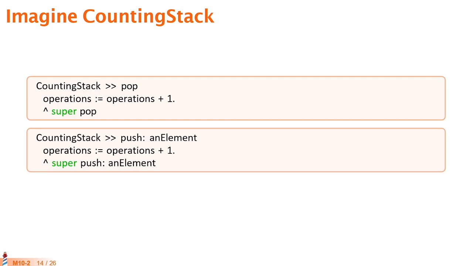Let's see another example. Let's imagine we have a counting stack. This stack will count every time that we do pop or push, to keep a count of the operations that we are doing, but eventually it will do exactly the same as a stack. In this case, we will have our stack and our counting stack. The counting stack could be a subclass of a stack. Basically, it's doing the same plus a little difference.